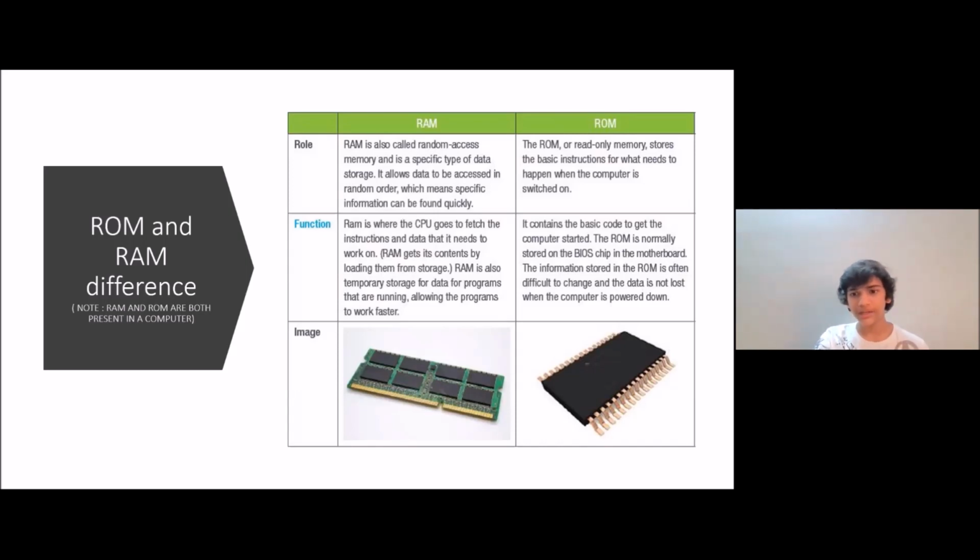Okay, the ROM is normally stored on the BIOS chip in the motherboard. Sometimes there's even a particular device for ROM storage, but many computers nowadays usually use ROM. So with this BIOS chip in the motherboard, the information stored in the ROM is often difficult to change. That is because even if you run the program as an administrator, you can never change the Windows files important for the booting time. And the data is not lost when the computer is powered down. I guess I mentioned it before in the ROM slide: it's permanent data and it can never be changed. It'll always be there.